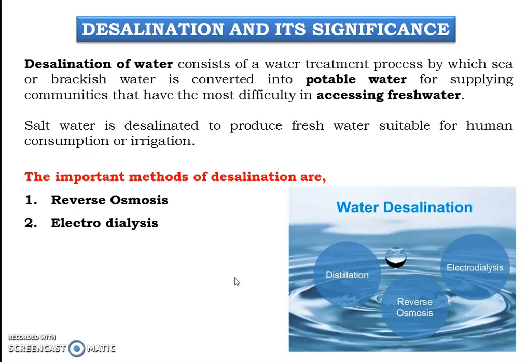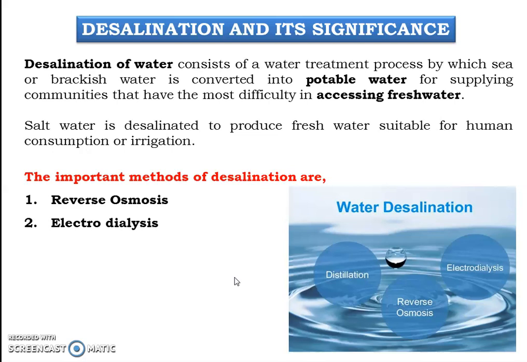Basically, desalination is a water treatment process by which seawater or brackish water is converted into potable water for supplying communities that have the most difficulty in accessing fresh water. And this process will produce fresh water which is suitable for human consumption or irrigation.